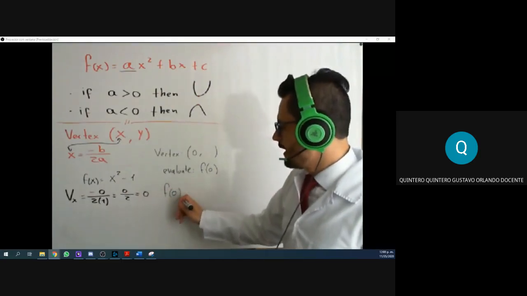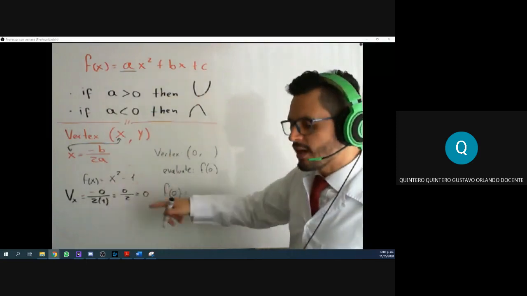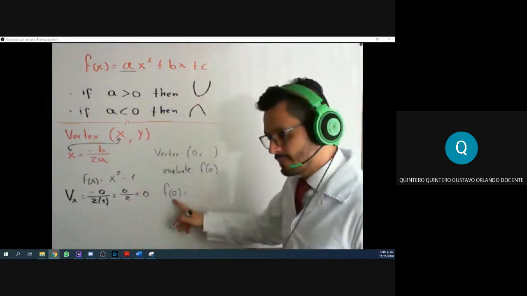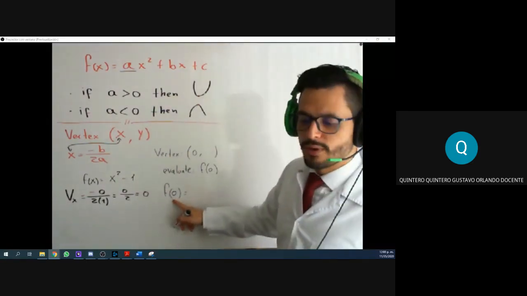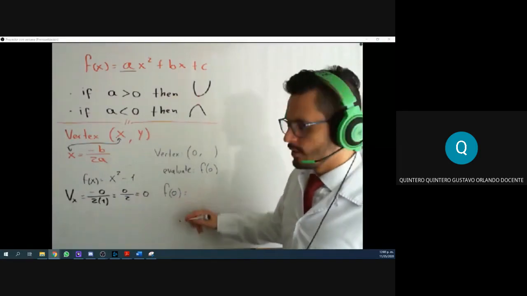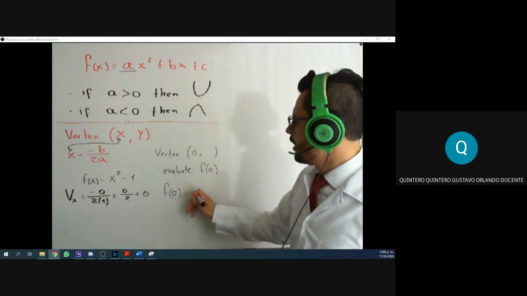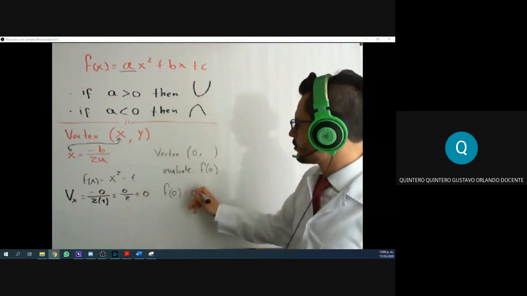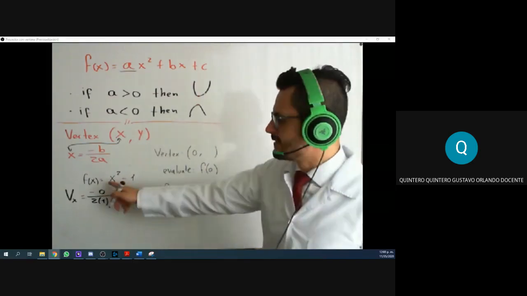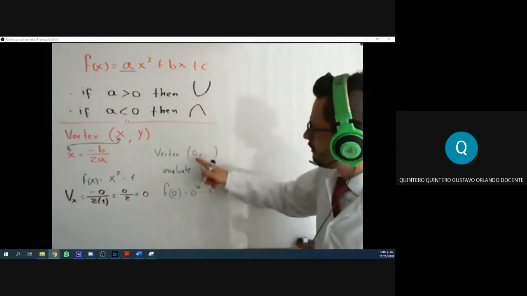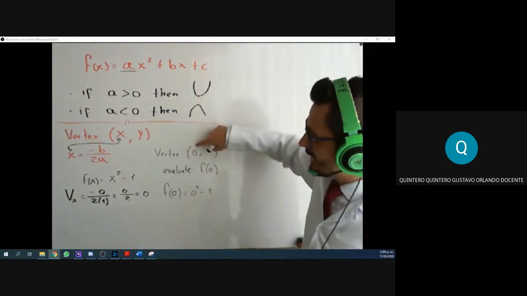So f of 0 is: take the function, and wherever you find an x, you will no longer put an x, you will put a 0. You are evaluating the function at x equals 0. So x squared will be 0 squared minus 1. This is the original function, and I am replacing x with the value of 0. Which value? The same that I just found.